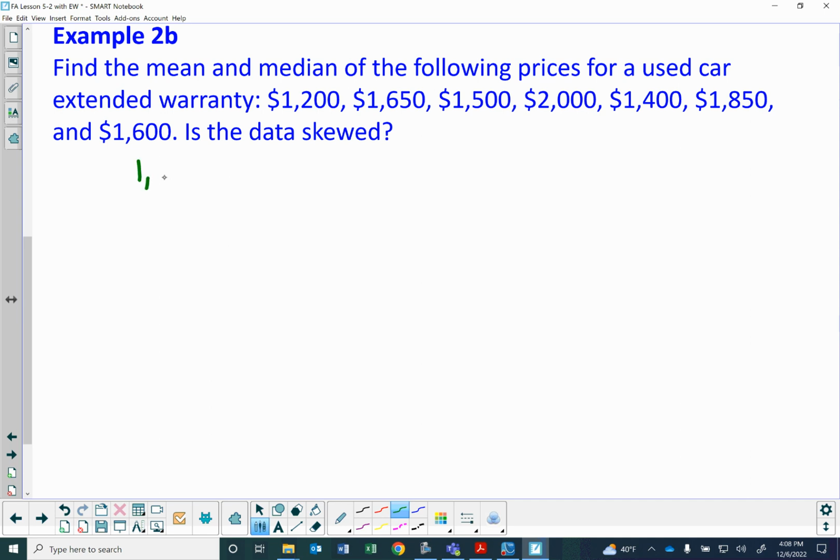So if I put them in order, 1,200 comes first. Then comes 1,400, then 1,500. And it looks like 1,600. Then 1,650. Then 1,850. And last but not least, 2,000.